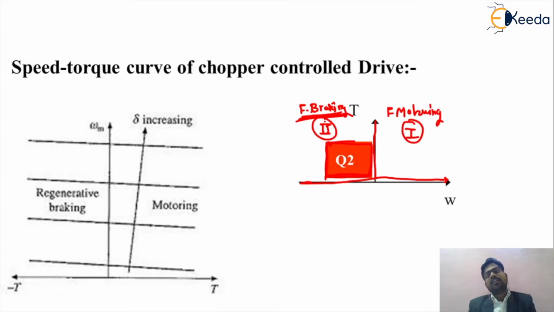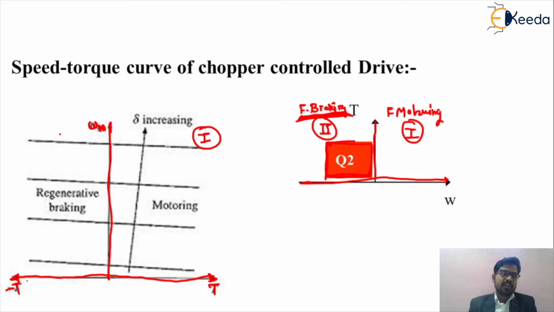So in the braking quadrant, the motor works as a generator and the energy is supplied to your source. Again, we can draw the detailed characteristics in concern with your DC separately excited motor, in terms of the quadrants of operation. This will be your torque, this will be your speed. So this will be the torque speed characteristics. This will be quadrant number first, this will be quadrant number second.